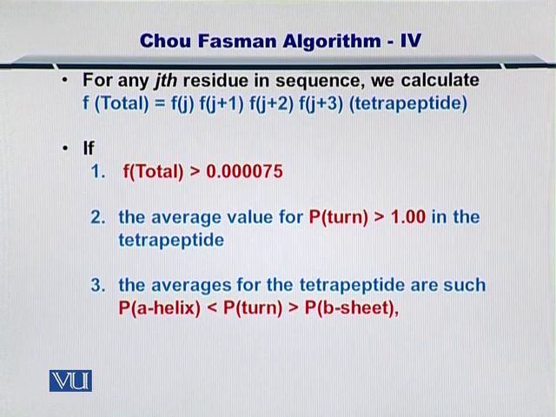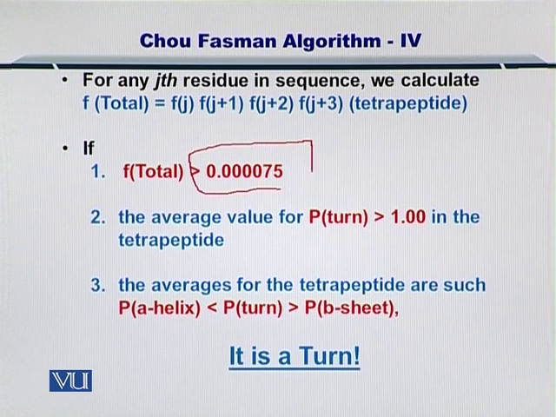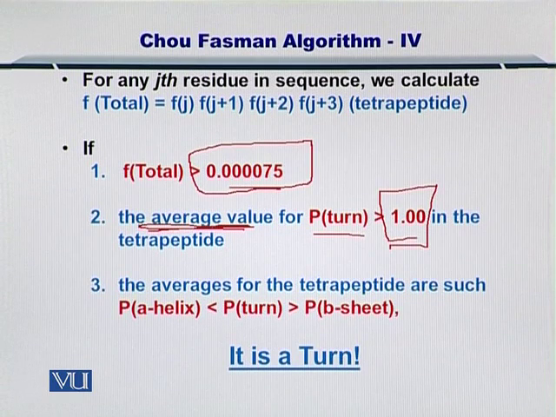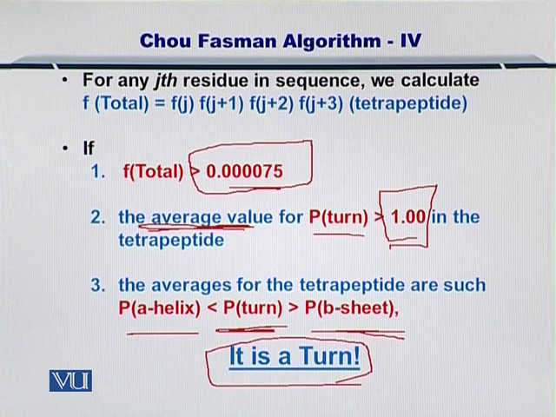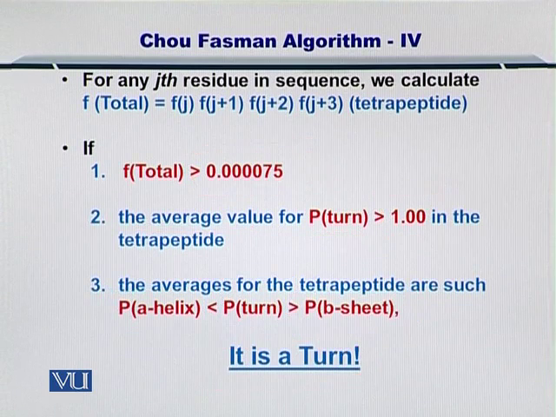Next, you see the value P total, that is F total here, and if this value is greater than 0.000075 as well as the average value for this propensity in the turn is over 1 in the tetrapeptide, and thirdly, the alpha helix propensity here is less than the propensity for a turn, which is greater than the beta sheet, then it is a turn. So essentially, you compute the propensity of the turn, and then if this propensity is greater than both the propensities of beta sheet and alpha helix, then you classify it as a turn.